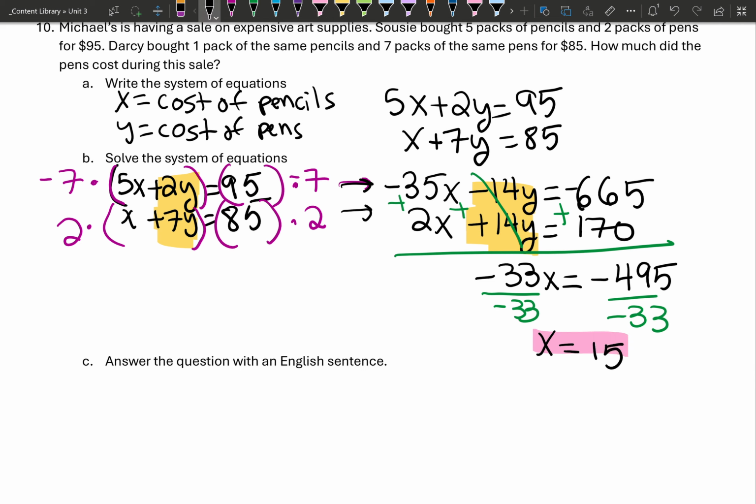Let's find y. Well, I'm going to use the second equation to find y. That one looks good. So since x is 15, it becomes 15 plus 7y equals 85. I'm going to go ahead and subtract 15 from both sides.